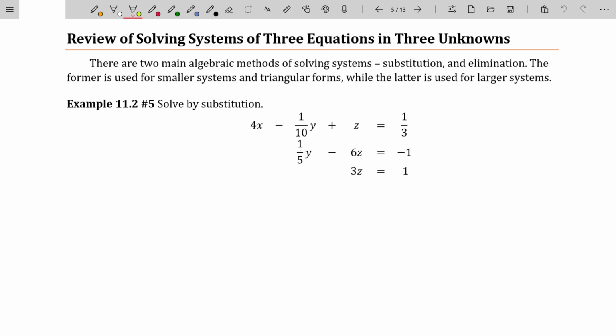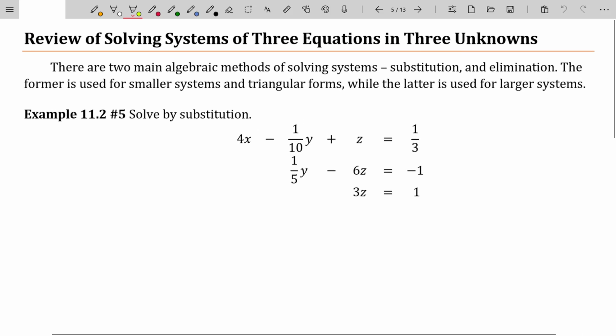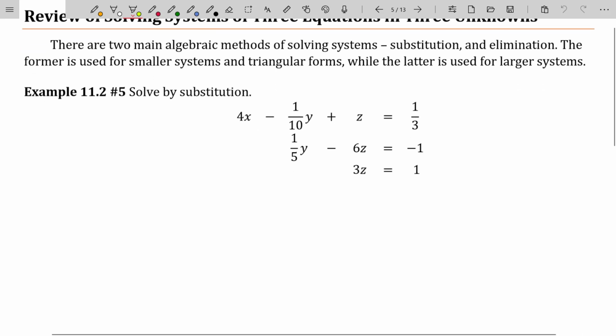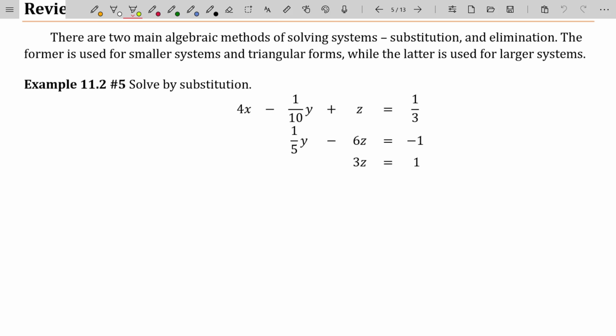All right, so this is just a review of solving systems of 3 equations and 3 unknowns for a college algebra class. There are 2 main algebraic methods of solving systems that you should recall: substitution and elimination. The former, which is substitution, is used for smaller systems and triangular forms.